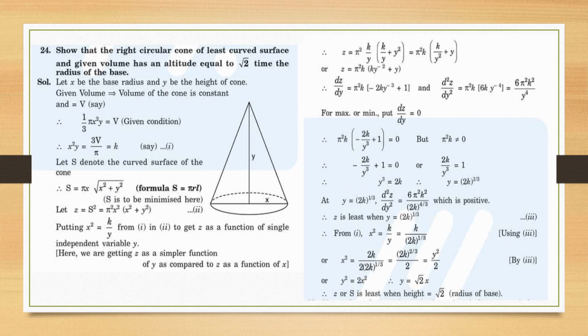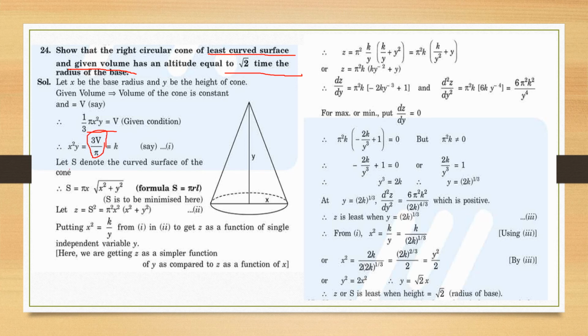Show that a right circular cone of least curved surface area and given volume has an altitude equal to root 2 times the radius of the base. So again, the question is of a cone, x is the radius, y is its height. The volume is given. I have to use this given volume to prove the curved surface area is least. From the volume I'll get the conversion of the two variables involved here into a single one. So 1 by 3 pi x square y is v, x square y is 3v by pi, which can be taken as a constant k.